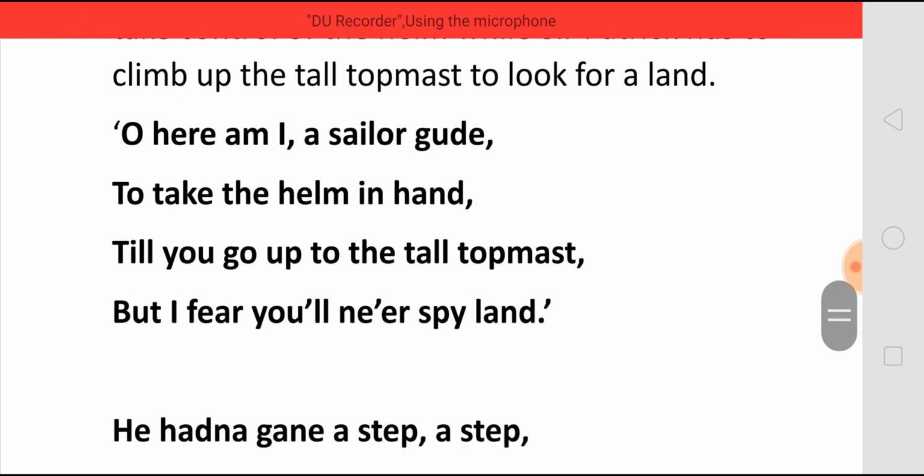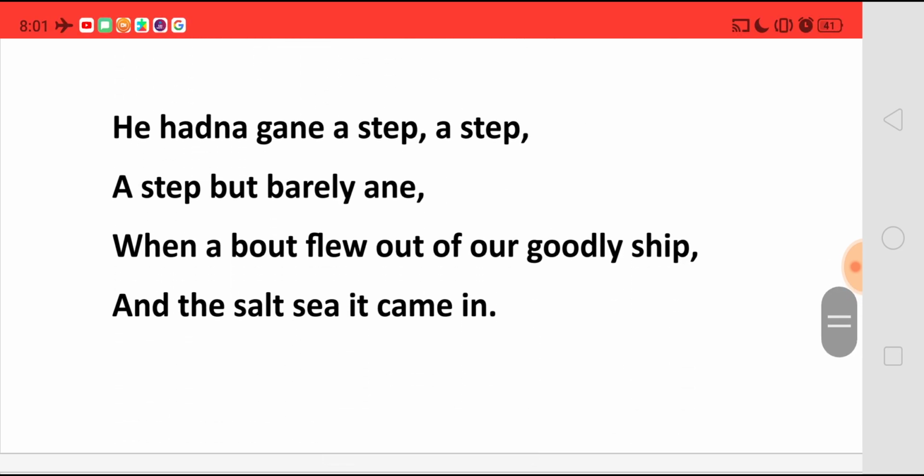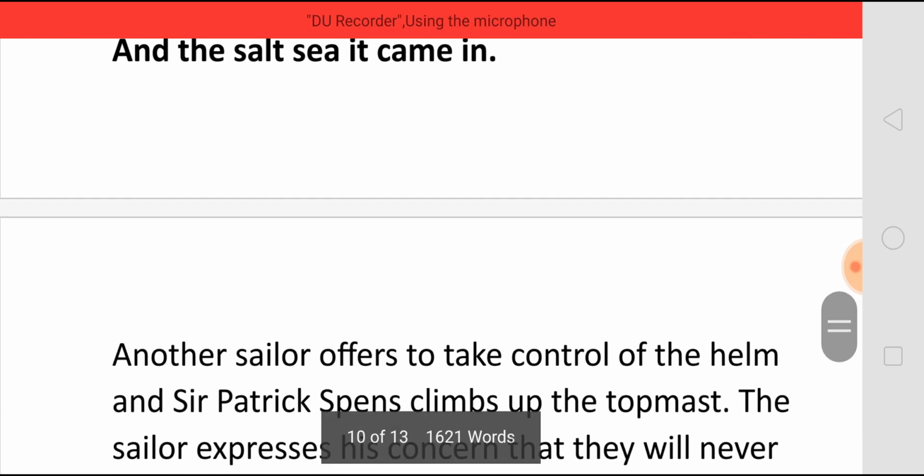"Oh, here am I, a sailor good, to take the helm in hand, till you go up to the tall topmast, but I fear you will never spy land." He had not gone a step, but barely one, when a boat flew out of our goodly ship, and the salt sea it came in.